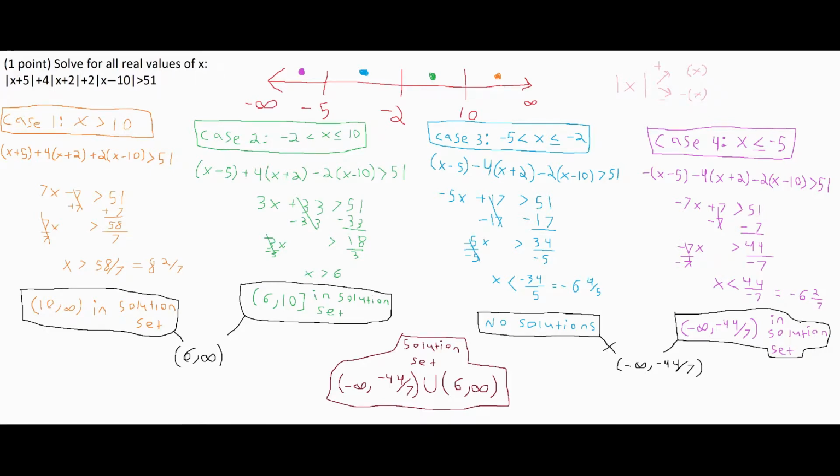Solve for all real values of x. Absolute value of x plus 5 plus 4 times absolute value of x plus 2 plus 2 times the absolute value of x minus 10 is greater than 51.